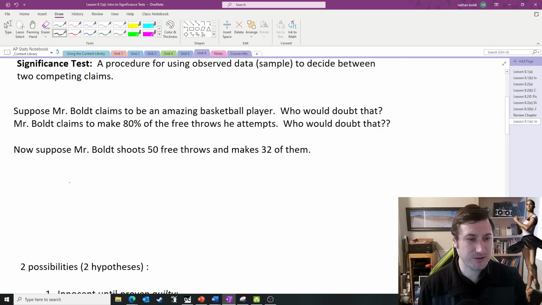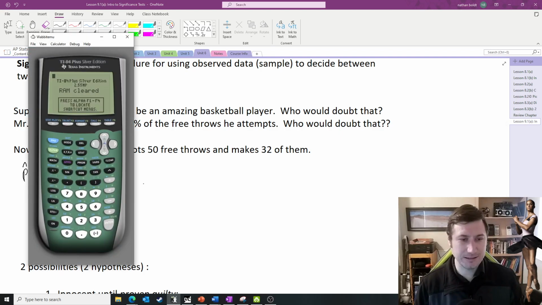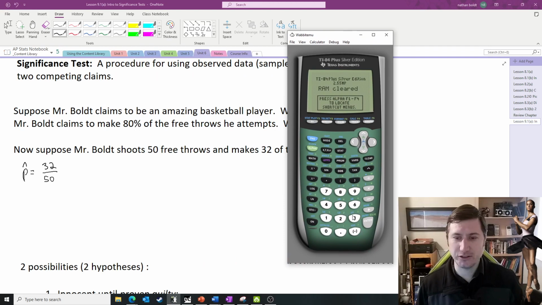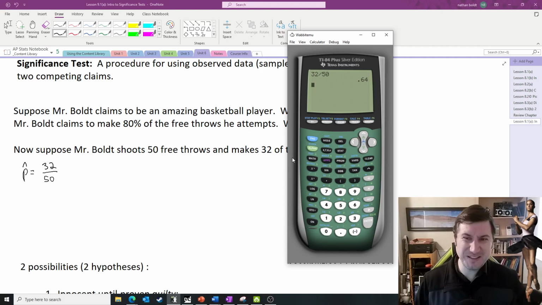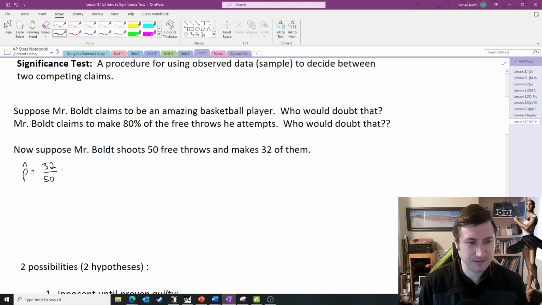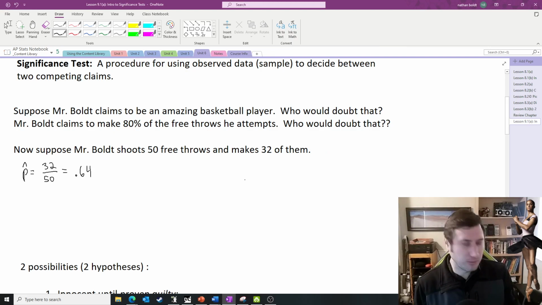So what is our sample statistic here? My p hat is 32 out of 50. So what is my shooting percentage here? 32 out of 50. Whoa, only 64%. Mr. Bolt, you claimed 80%. So what does this tell us?